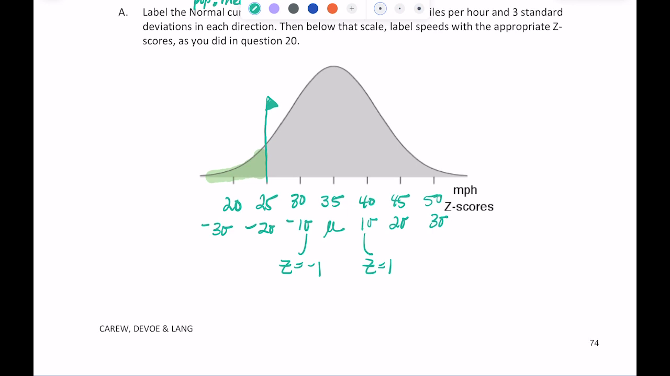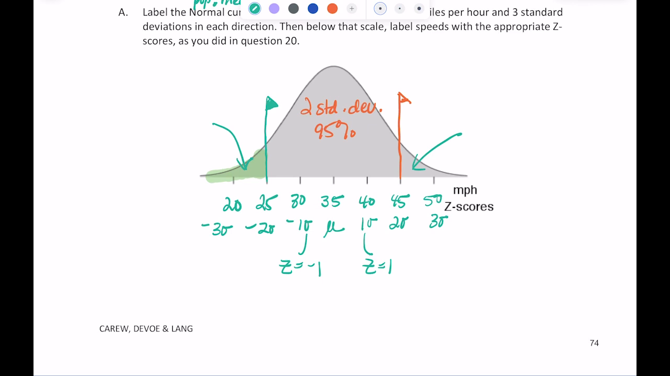So if you'll recall, anywhere from 25 to 45 is 2 standard deviations above and below the mean. And using the empirical rule, we know that that area in between the two flags is 95%. So if I take 100% and subtract that 95%, it's going to leave me with this area and this area.